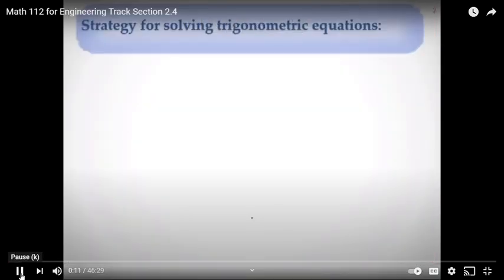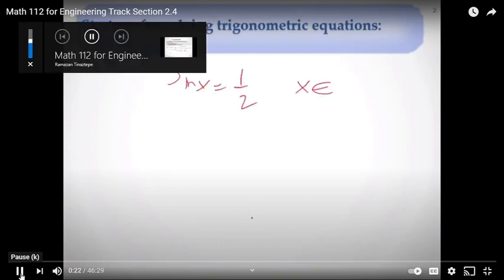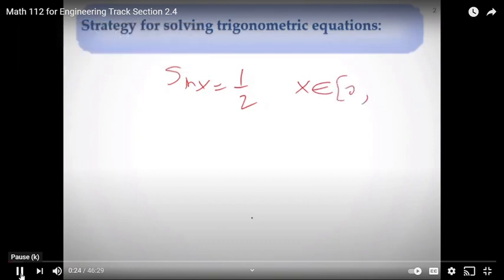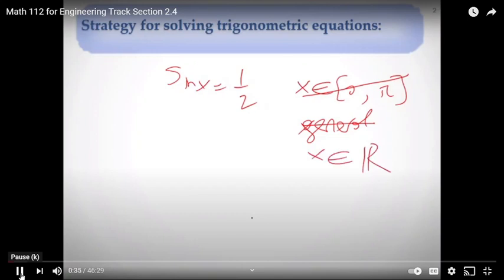We'll talk about solving trigonometric equations. When we say trigonometric equations, it might be something like this. And we are trying to solve it for this interval, or we can say, general solution. So it means x is in the real numbers, so all the x values.